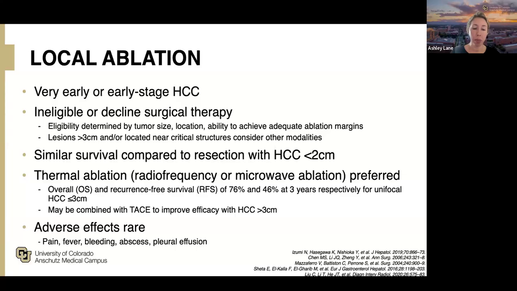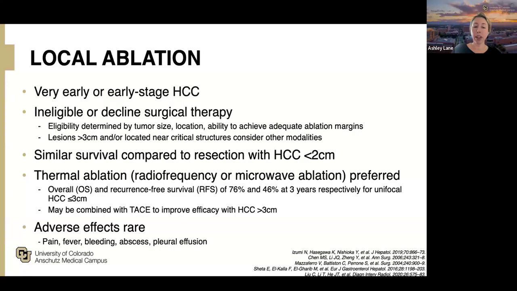So ablative therapies, when I talk about ablative therapies, what I'm talking about is typically radiofrequency ablation and microwave ablation. You'll see us sometimes doing cryoablation. The initial ablative modality was percutaneous ethanol injection, but it's really been replaced by radiofrequency and microwave ablation, and then the cryoablations due to superior response with fewer sessions.